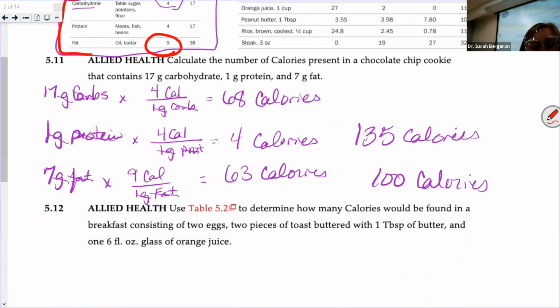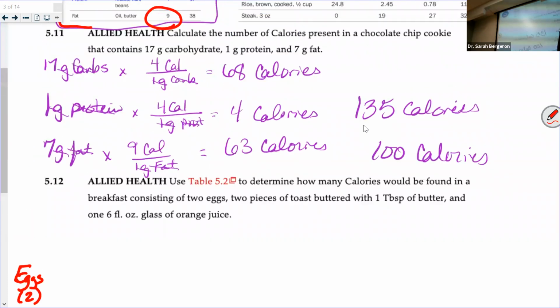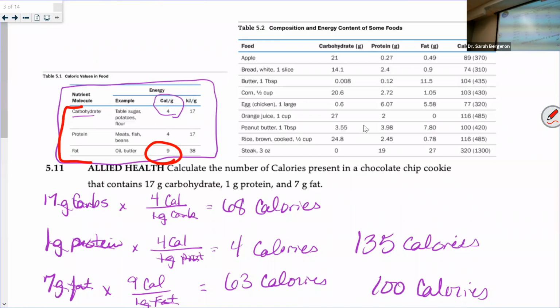Okay, so this last one's a little bit of a challenge one, right? We're taking it really practical. We're gonna have breakfast. Everybody had a good breakfast today, right? Our breakfast consists of 2 eggs. So we have eggs, and we want to know how many calories are in our breakfast. If we have 2 of them, I need to go up to my table and figure out for each food how much of each of the 3 categories I am going to get.